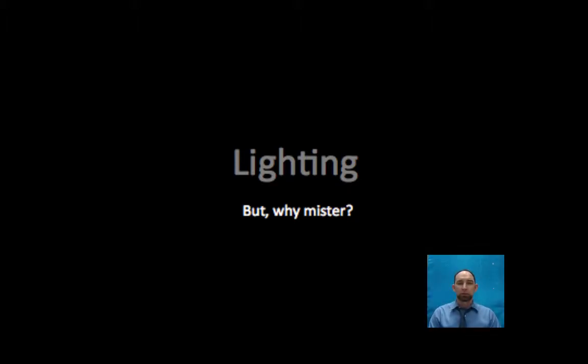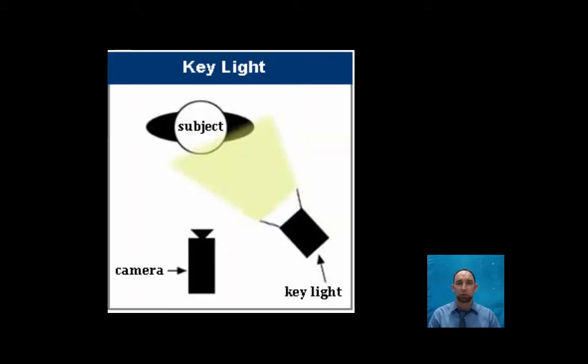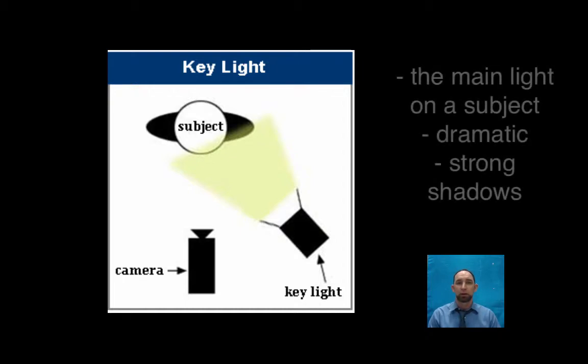We're going to talk about different kinds of lighting now, not just why, but what we would use and how we would talk about it. So the first kind of light is called a key light. It's also a main light or the primary light used to light something. It's normally the brightest light on the subject and often can be used for very moody or dramatic images all by itself.